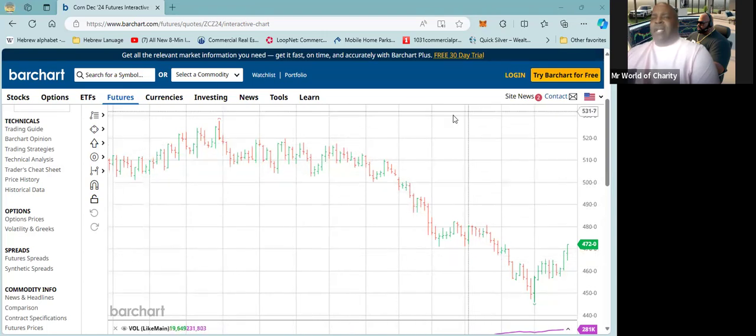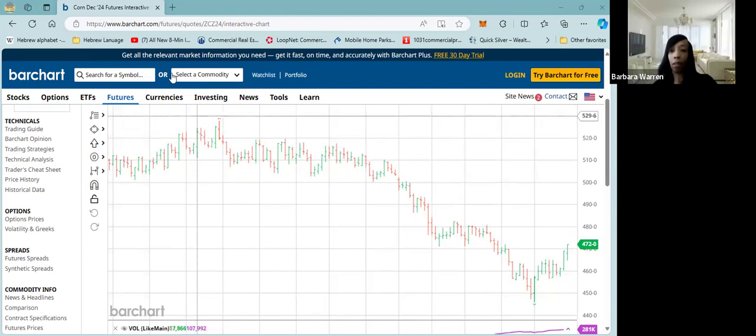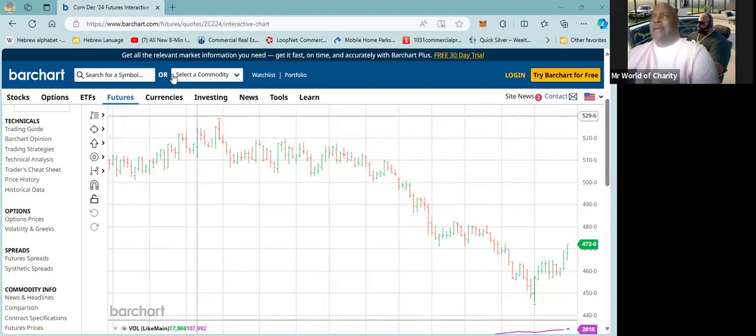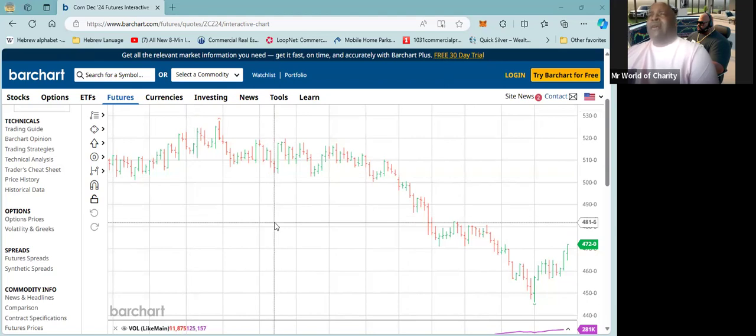Every cent equals $50. I believe that would be 10 cents. All right. So 10 cents, when the market trades to 482, we earned 10 cents. We made 10 cents, which equals $500.